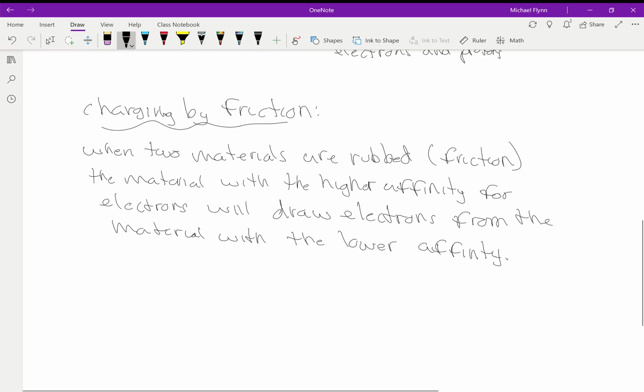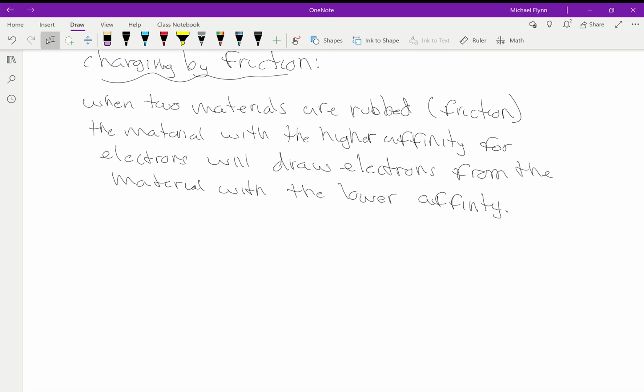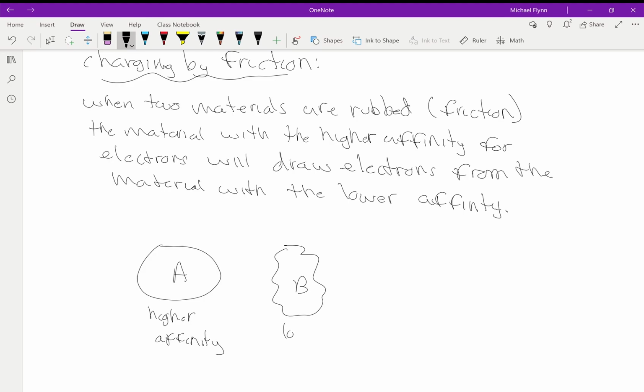Okay, and so therefore, here, if I want to show it like this. Let's say I have two objects, A, and I'll just make this one, this is fur or something, B here. Okay, so this one has the higher affinity. This one has the lower affinity. Okay, you rub them together, and what happens is electrons will make their way over to that guy.